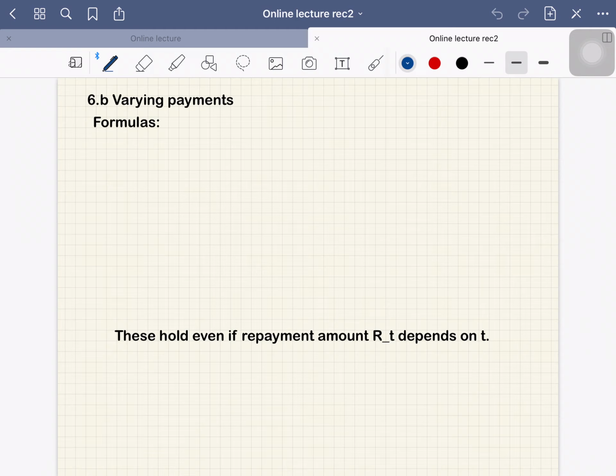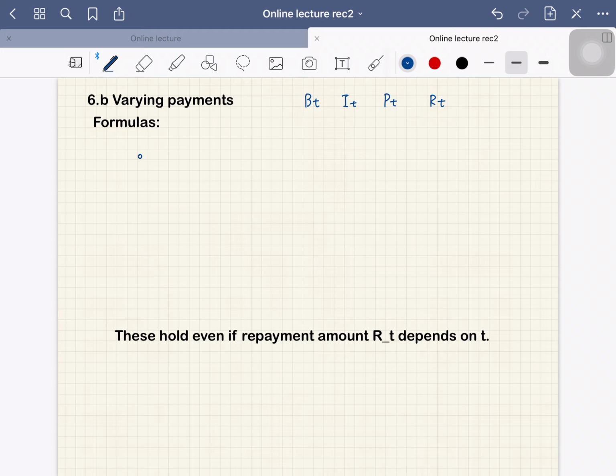Okay, so remember that we have several formulas for amortization schedule. Remember that B_t represents the balance at time t after all payments, I_t is interest paid at time t, P_t is principal repaid at time t, and R_t is the total repayment at time t. Then we have several important formulas.